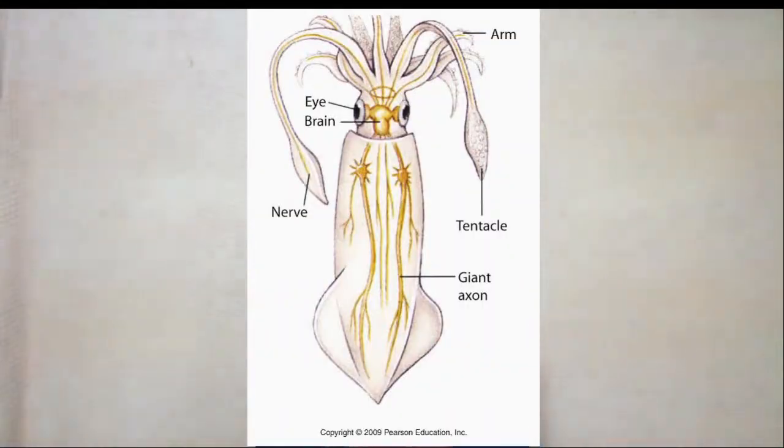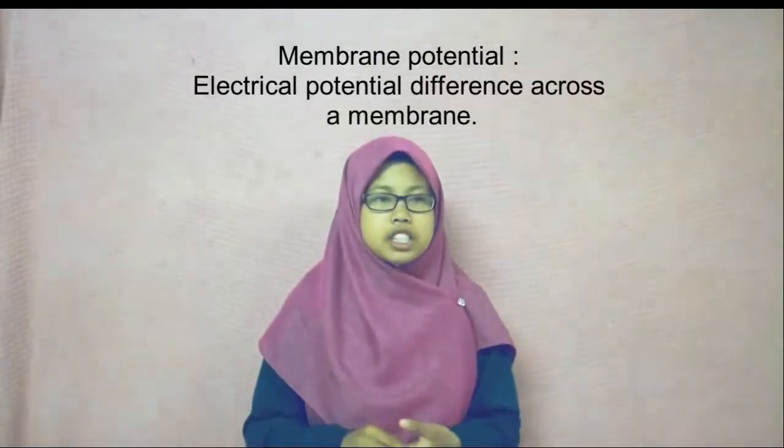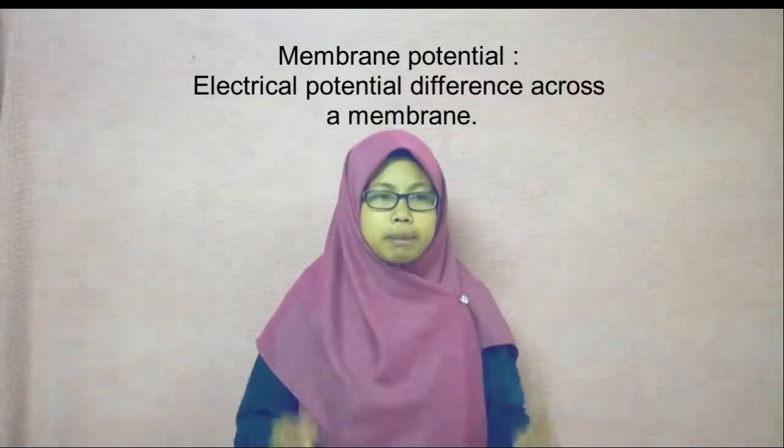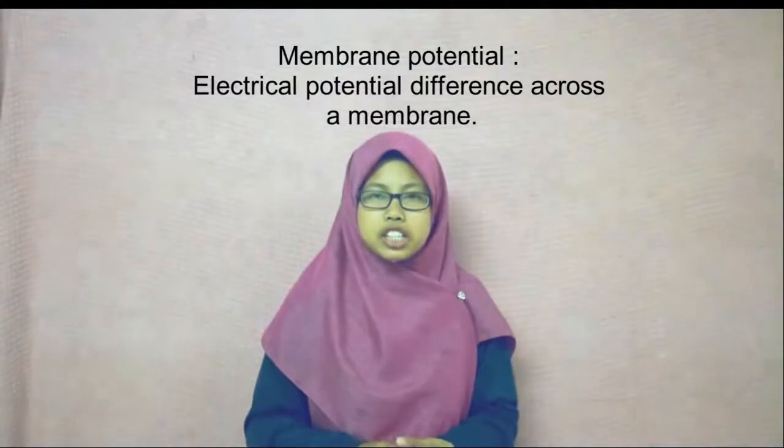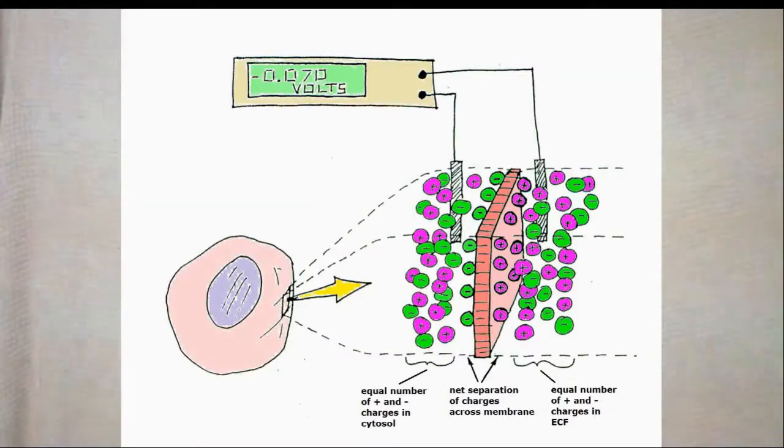Well, they and the other researchers inserted a tiny electrode into the giant axon of a squid. The electrode was attached to a voltmeter and an oscilloscope. An electrical potential difference across the membrane is called membrane potential. Here is how it will look like.